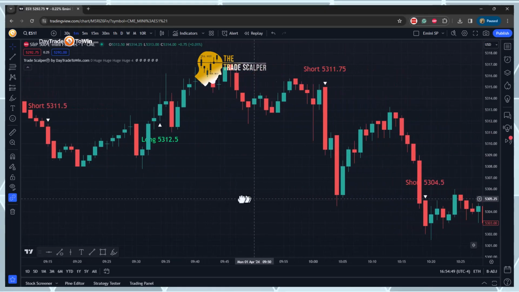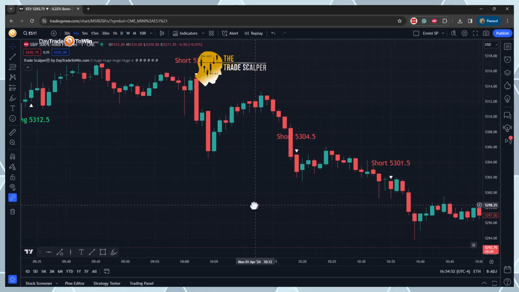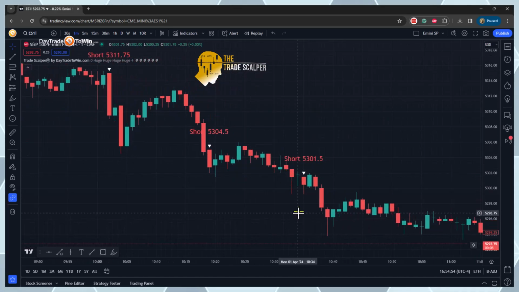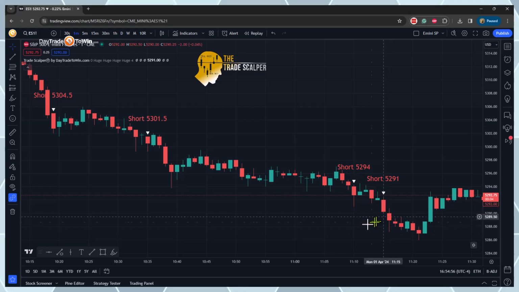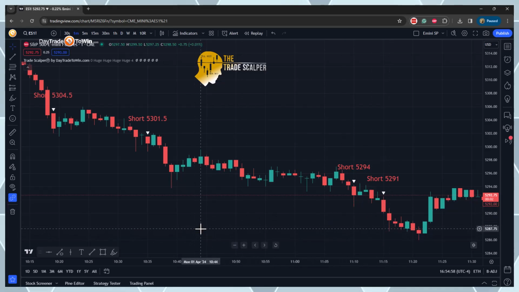Now, as we go on here a little bit further, there's a short signal, another short signal, another short signal, another short signal, short signal. Now, these signals are all good signals. They're valid, strong opportunities to sell the market. I always like to see when we have multiple signals in the same direction.